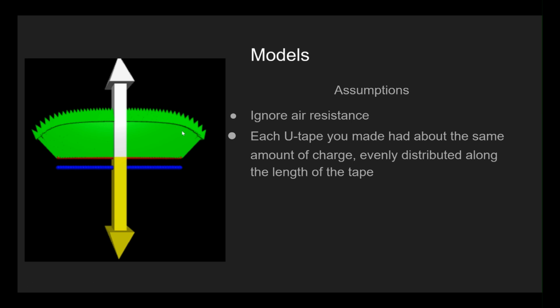The green arrows represent the net electric field experienced by each point charge on the top piece of tape, induced by the superposition of the electric fields induced by each individual point charge from the bottom piece of tape. The net electric force was then calculated using that, as represented by the white arrow, whereas the net gravitational force is represented by the yellow arrow.